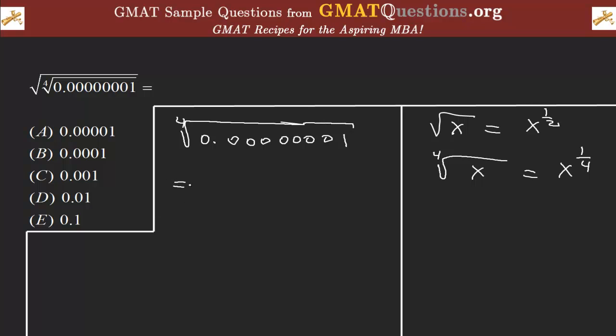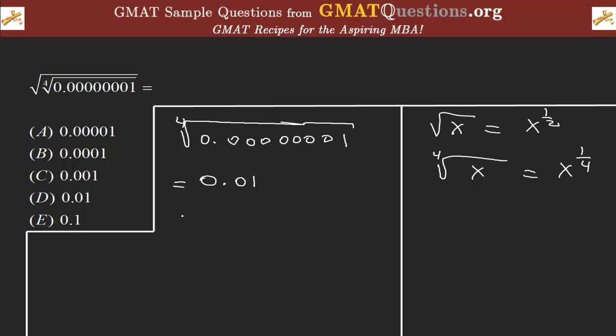Now we know that this is going to be 0 point, and we count the number of digits after the decimal point. We have 8 of those. And when you divide 8 by 4, you get 2. So we expect 2 digits after the decimal point. So obviously you're going to have the 1, and we have a 0, 2 digits after the decimal point. Okay? If you don't understand this, please watch question number 2.